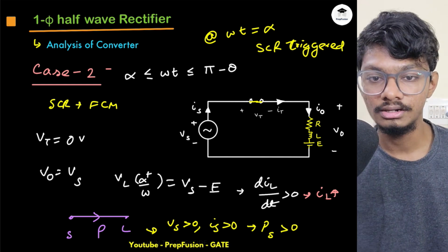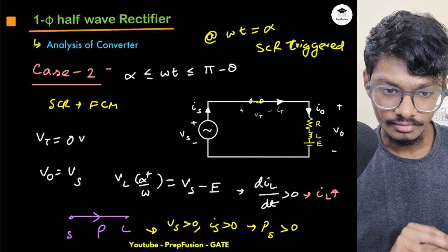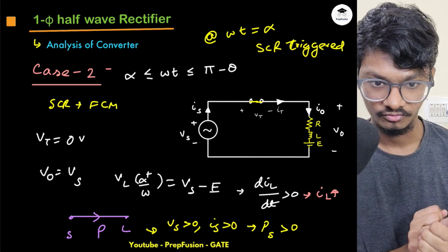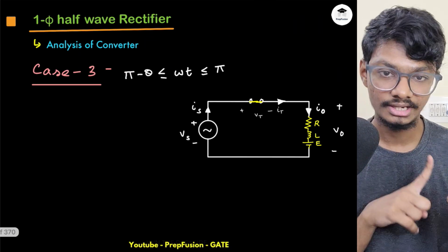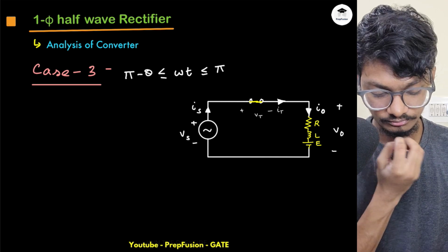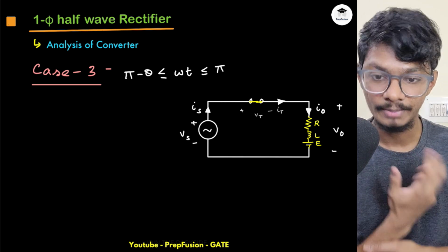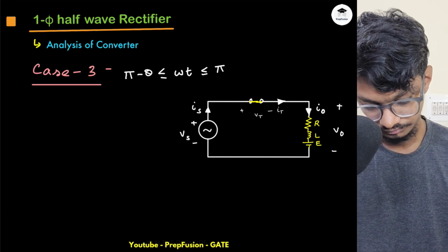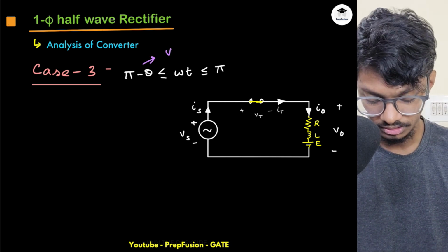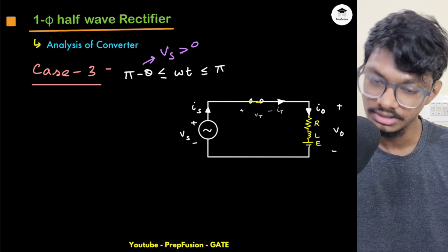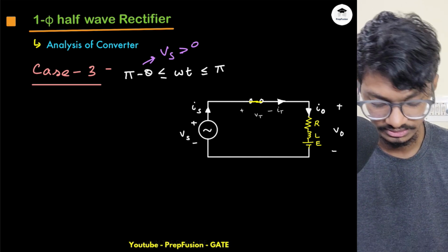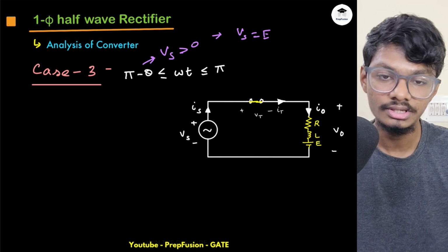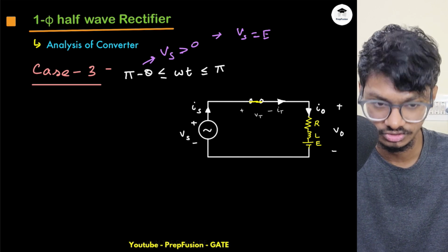Now at what angle will the SCR turn off? At pi minus theta, right? This time pi minus theta is the important angle over here. Will the SCR turn off at pi minus theta, or at pi? If I observe one thing at pi minus theta, my supply voltage is what? Still greater than 0, right? That is one thing. But what can I say is VS is equal to E at that time. VS minus E equals 0.